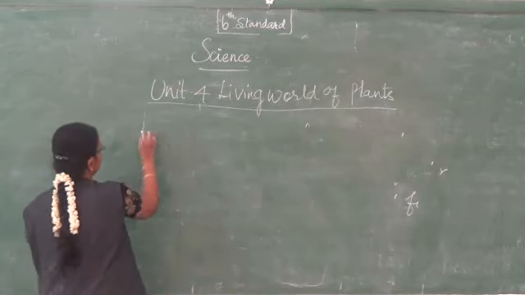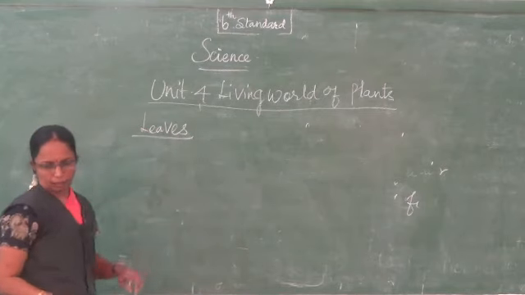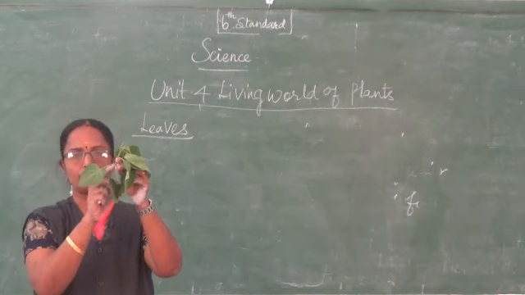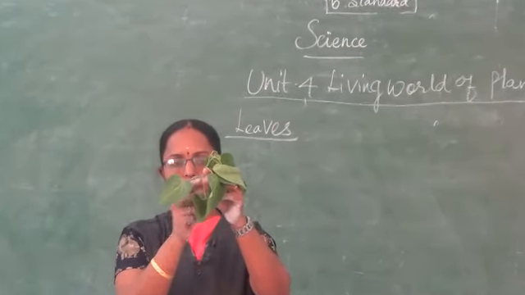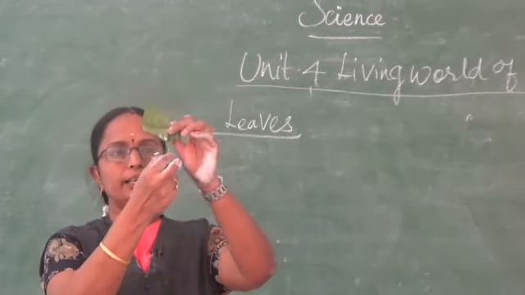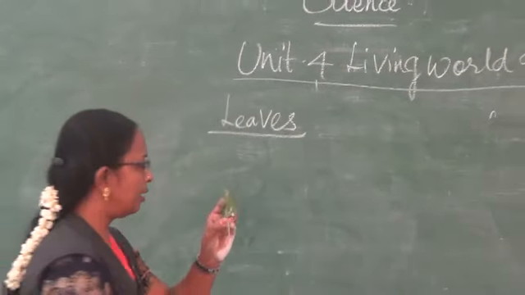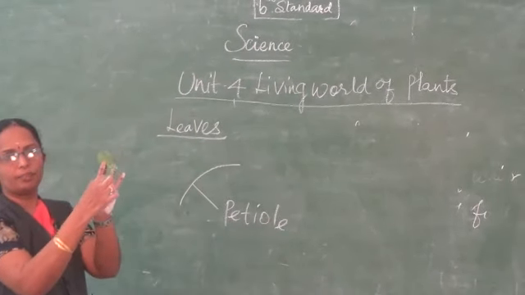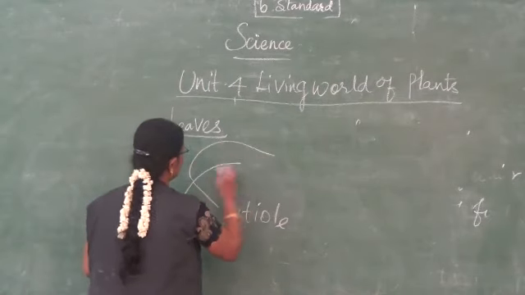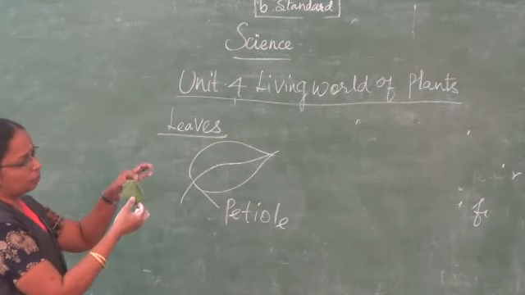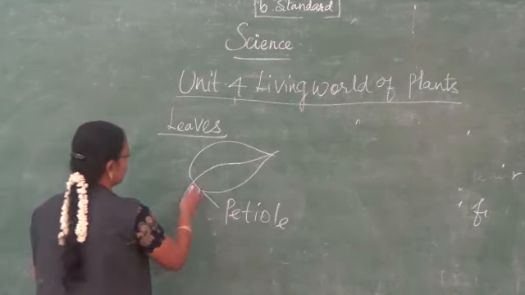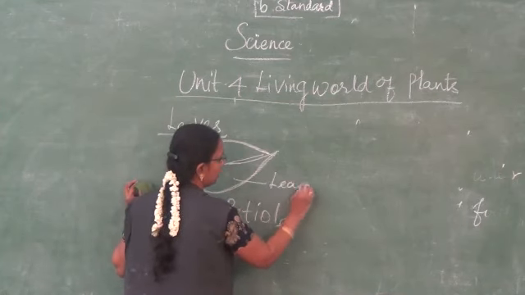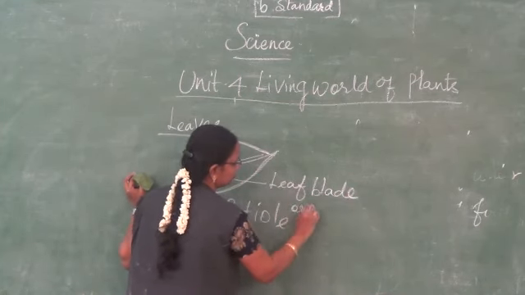Next we move on to leaves. So this is the structure of the leaf. The portion where the leaf arises from the stem is known as the node, we have seen, isn't it? Then the stalk of the leaf is known as petiole. And then the expanded, flat portion is known as lamina or leaf blade.